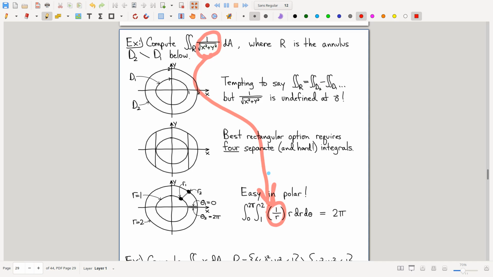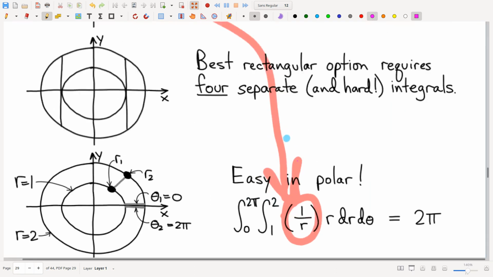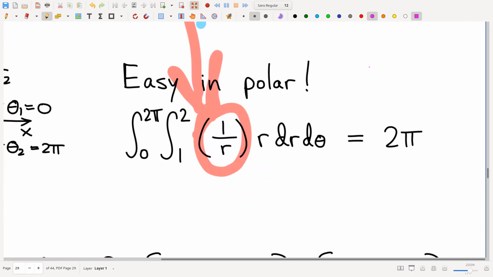Perfectly well defined. Don't forget your stretching factor. I am a big believer that you should always write down your stretching factor as part of dr d theta. So r dr d theta, think of this as a kind of a single thing. Write this down all at once. By the way, it is a single thing. This is dx dy.